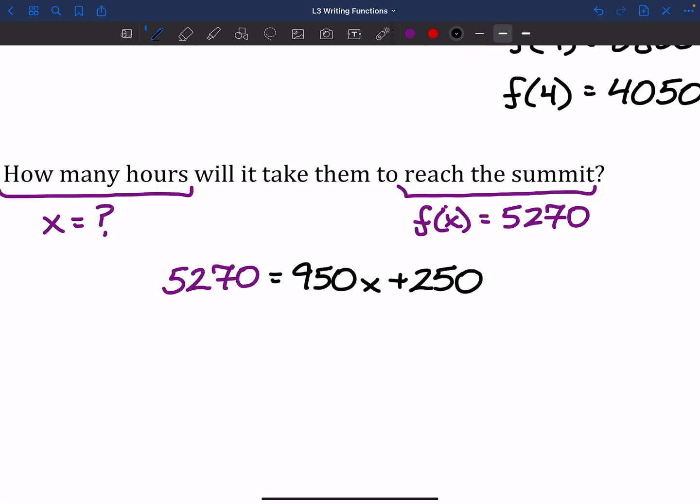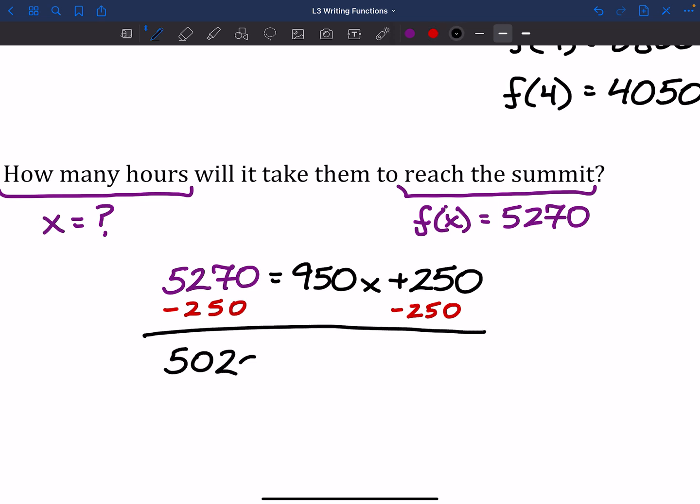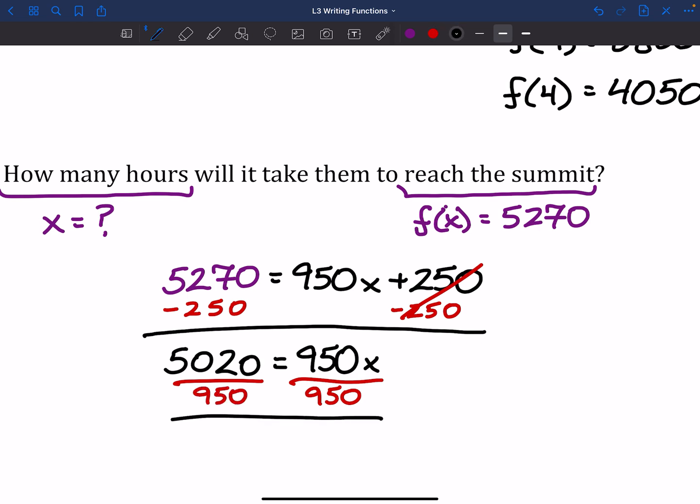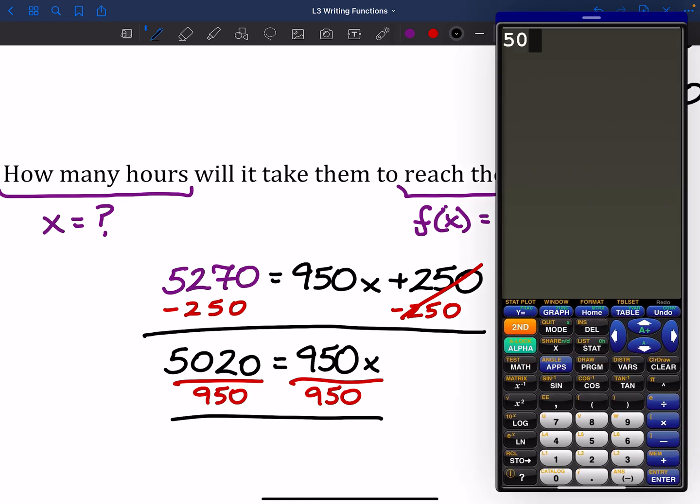Just like the last time we ran into one like this, it's just a two-step equation. The numbers are real big, which can be a little scary, right? But let's take it one step at a time. Subtract 250 from each side to help us move that over to the other side. So we're going to get 5,020 equals 950x. All right, and remember, those 250s are gone. To get rid of that 950, we need to divide by 950 on each side. So 5,020 divided by 950. Let's check it out. 5,020 divided by 950 is 5 27/95.